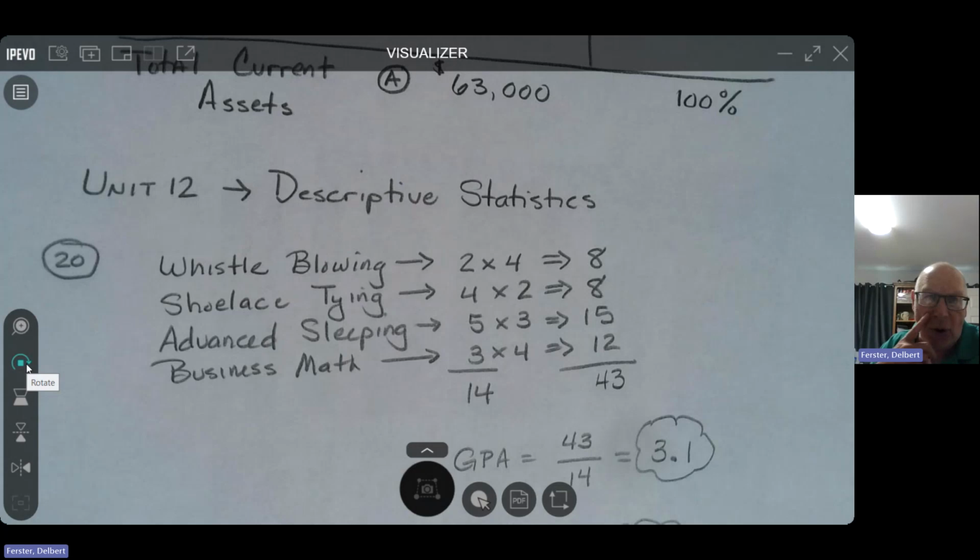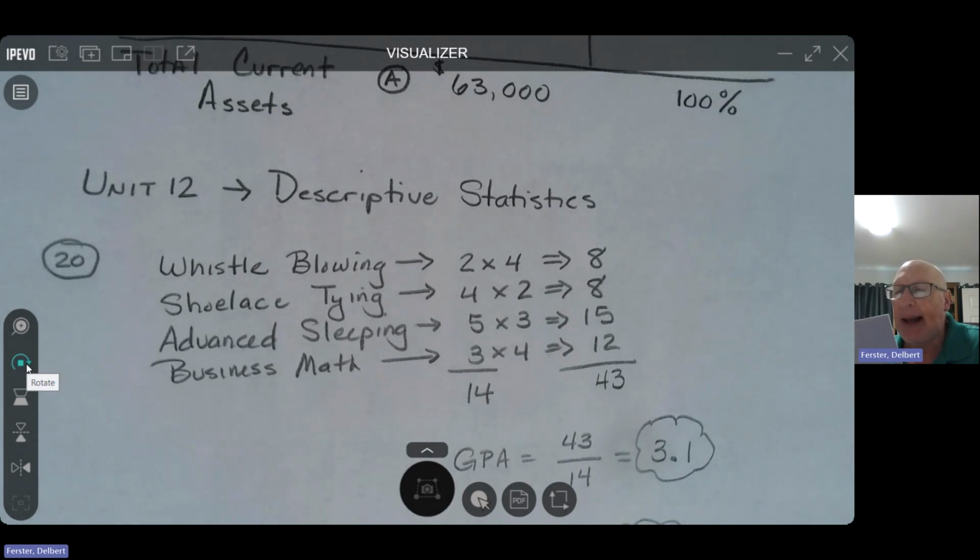We'll focus our energies on problems from Unit 12, Descriptive Statistics. Here's number 20. We're calculating a grade point average, which is a form of a weighted average. So you'll take a look at each of the four classes and we'll reference how many points you get for a letter grade and how many credits.